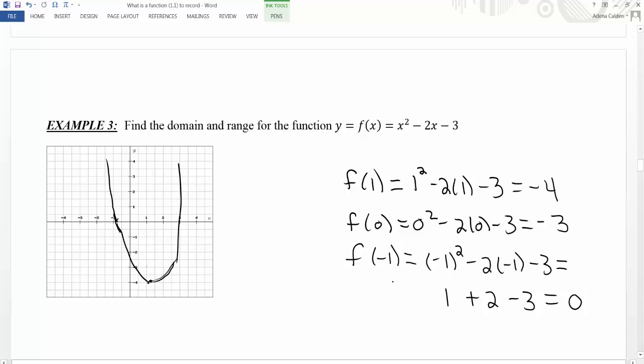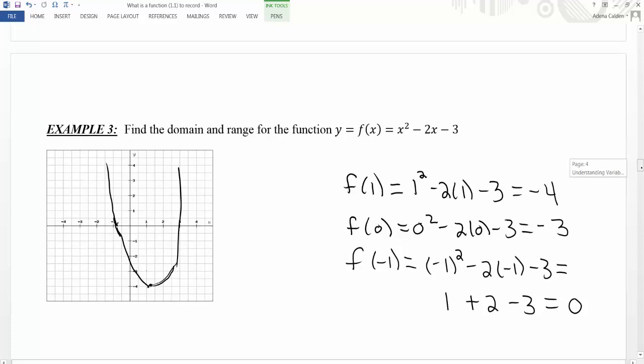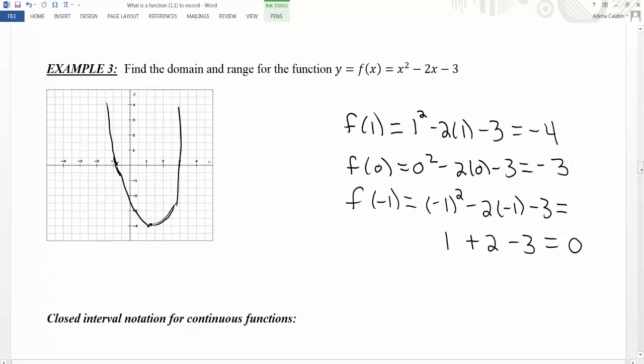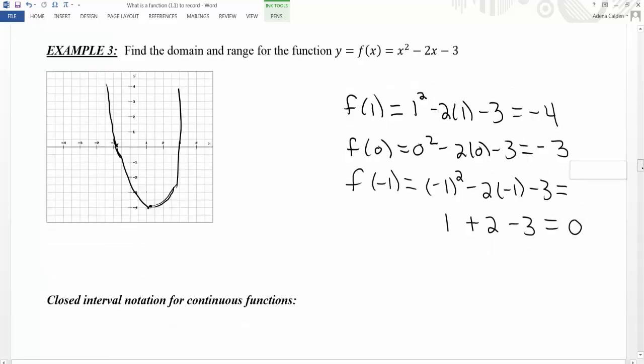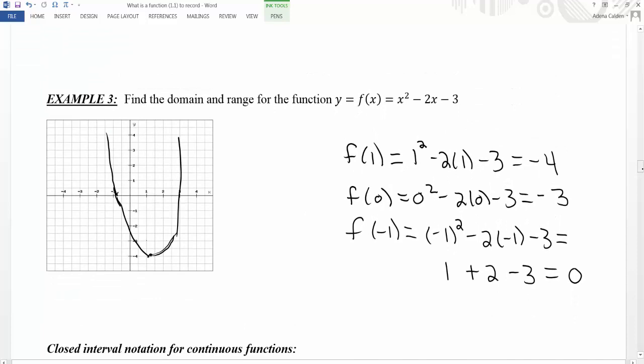So how do we write down and express this set of numbers that we've determined to be the domain of the function? So we have what's called interval notation. So there's two types of interval notation, and it's called closed interval notation. And then we also have open interval notation, which we'll talk about in a minute. So closed interval notation is used when you're going to include the endpoints of your function. Open interval notation is used when you do not include the endpoints of your function.